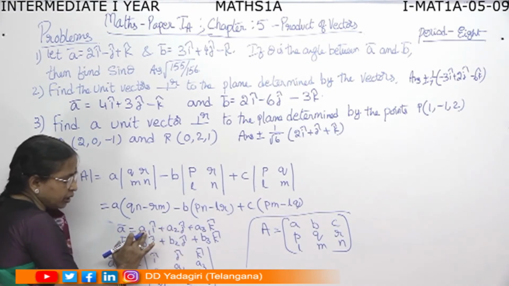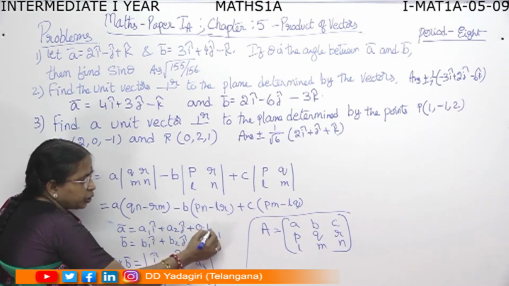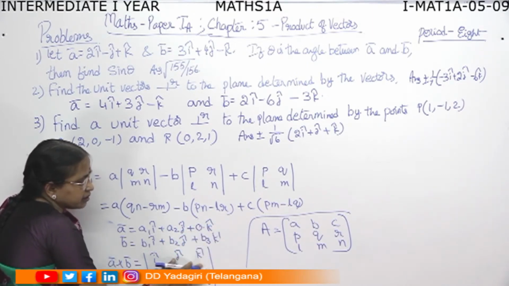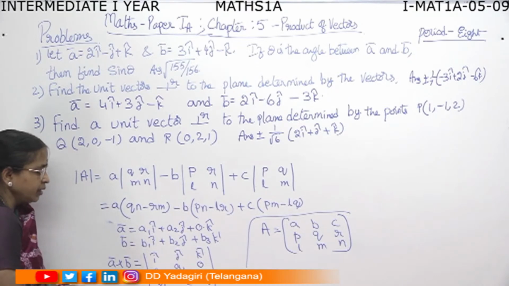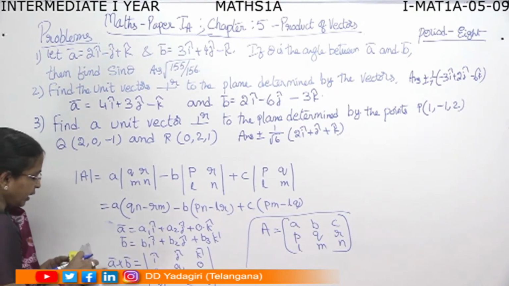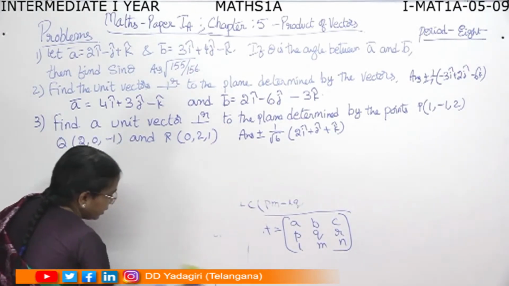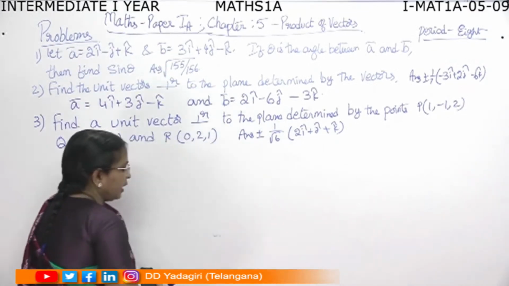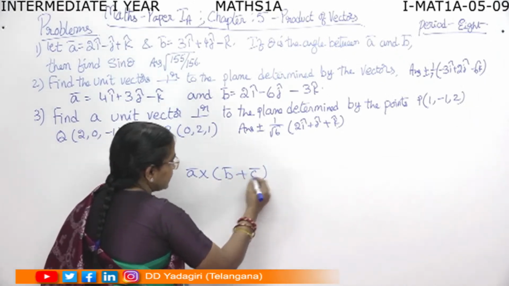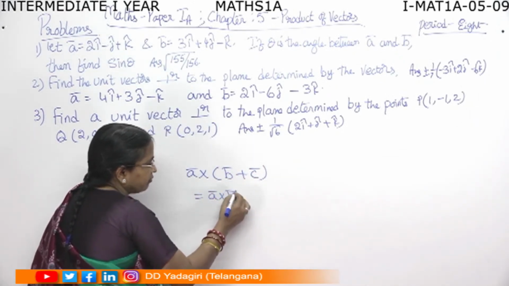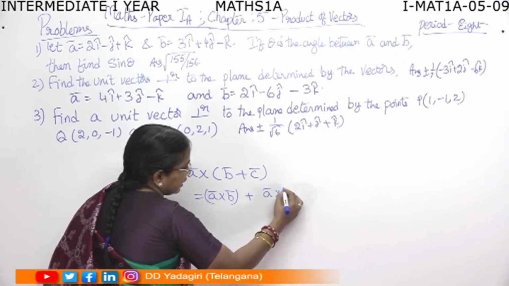Now suppose that you have only A1 i plus A2 j. A3 k is not there. Then it means that it is 0 into k. So in the place of A3, you will write 0 and expand the determinant according to this method. So this is about A cross B. And then next, we also discussed this property that the cross product is distributive with respect to addition. A cross B plus C is equal to A cross B plus A cross C. It should be always from left to right.